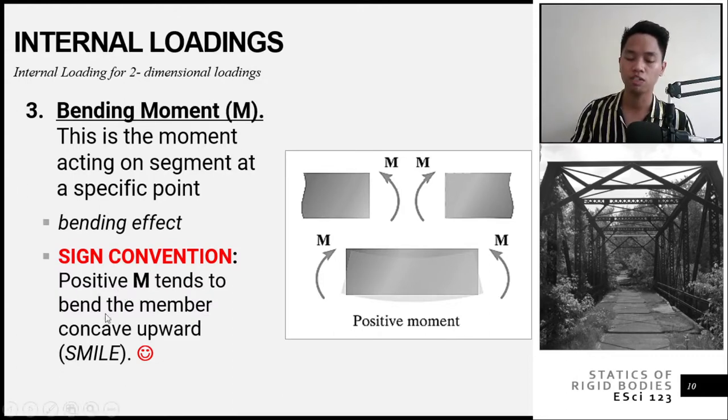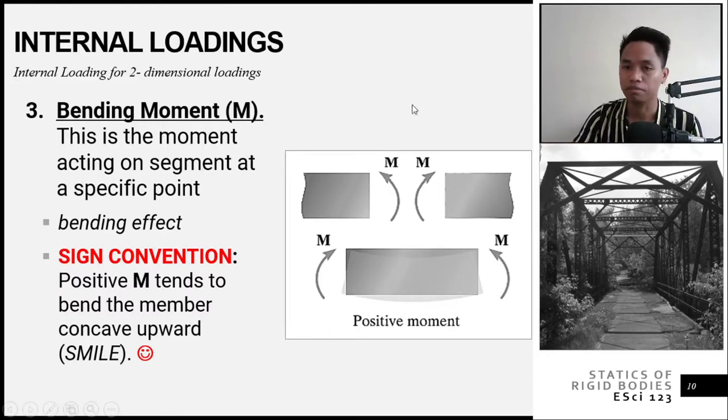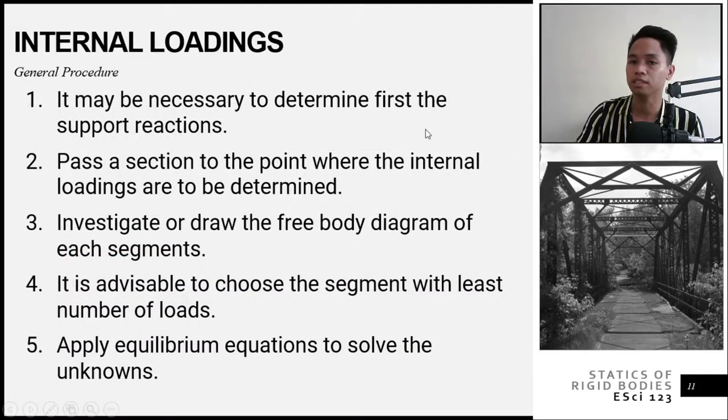What is the sign convention of your moment? If your beam smiles, okay? If your beam smiles, that moment is positive. So always remember that a positive moment will make you smile. Okay? So it is easy to remember. Sign convention: positive moment if the beam will smile. So, positive moment, smile. Okay. So that is your third internal loading.